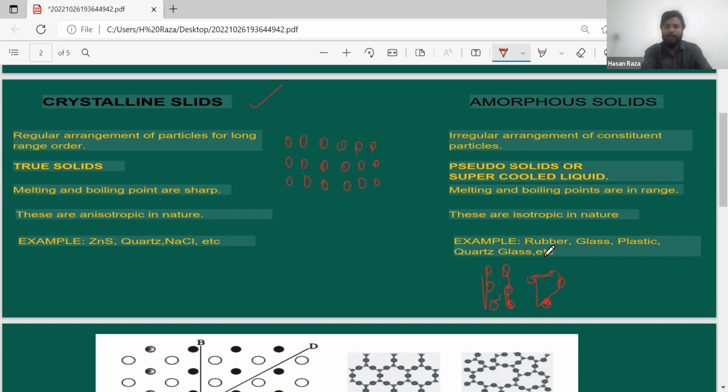Basically, my pen tab, only from today, it's not working well. Oh, okay. Yes. So it is like a short range order. That means some particles are arranged orderly for short range, and after that the particles are here and there.